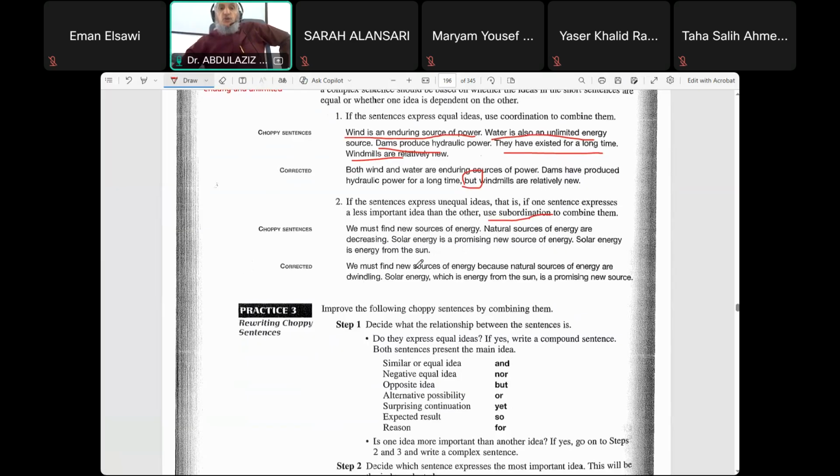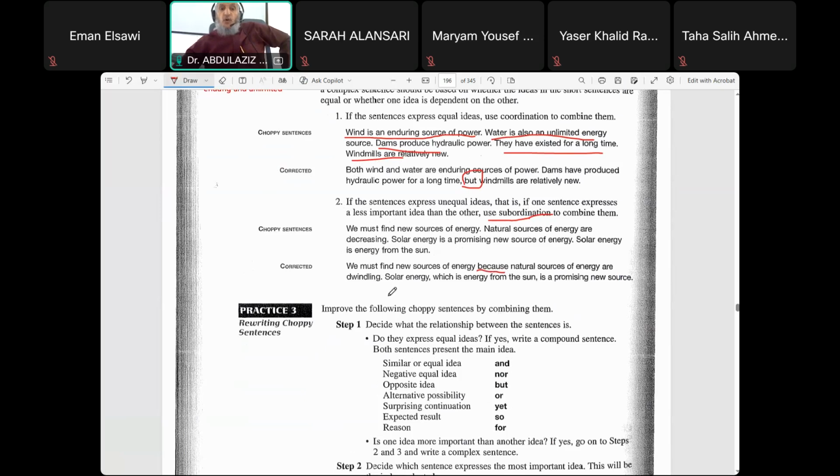See, we must find new sources of energy because natural sources of energy are decreasing. So he used a subordinating conjunction. This is subordinating. Subordination. So this is a subordinating conjunction.